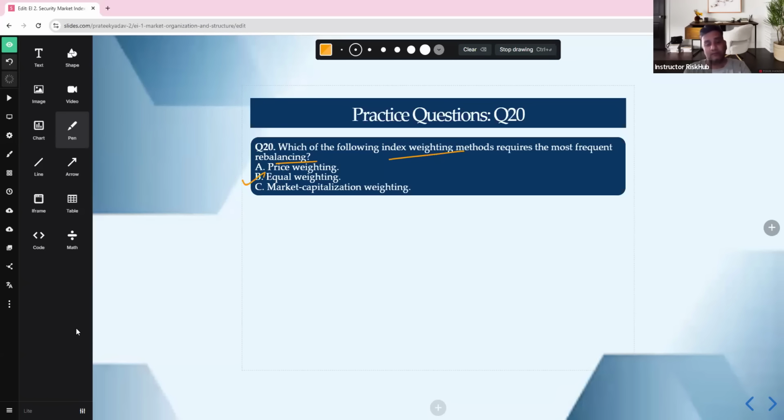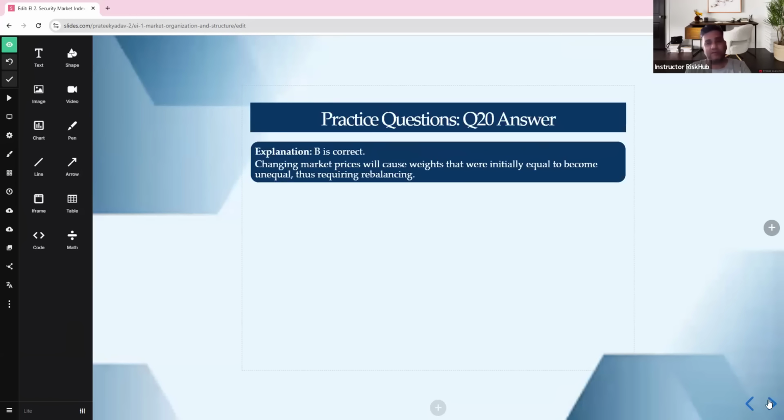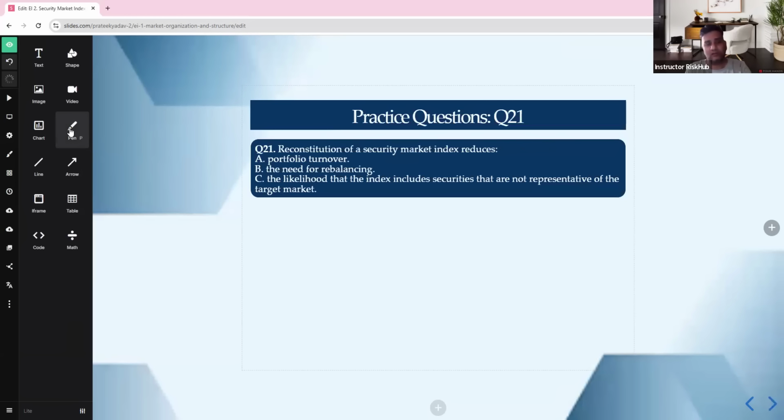Your price weighted mostly changes automatically with the price. Market cap weighted automatically changes as market cap changes. Equal weighted does not self-correct, right? So the key idea here is that equal weighted index requires the most maintenance, right? Remember that as price changes, initially equal weights drift apart, so equal weight indices need the most rebalancing, right? Then we have done this question also. Then we go to question number 21.